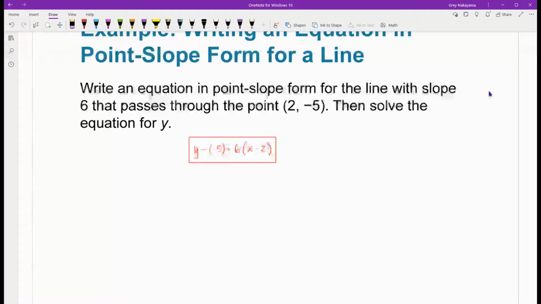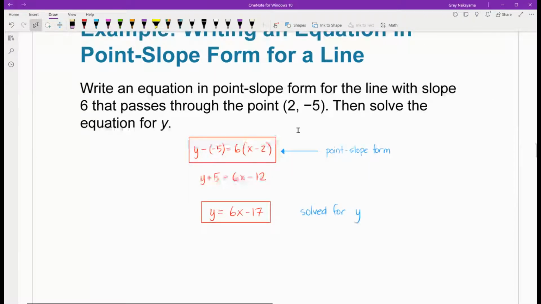Now, then solve it for y. So to solve it for y, I'm going to simplify that left side, get rid of the parentheses on the left and the right. So that's going to be y plus 5 equals 6x minus 12. And then I've got to solve it for y, so I'm going to subtract 5 from both sides, and that's going to give me 6x minus 17. So on this first part, that's your point slope form, and this is my solving it for y. Okay, I don't know if y'all can tell, but that was a lot easier to answer. If all I have to do is give it in point slope form, that was way easier than this.